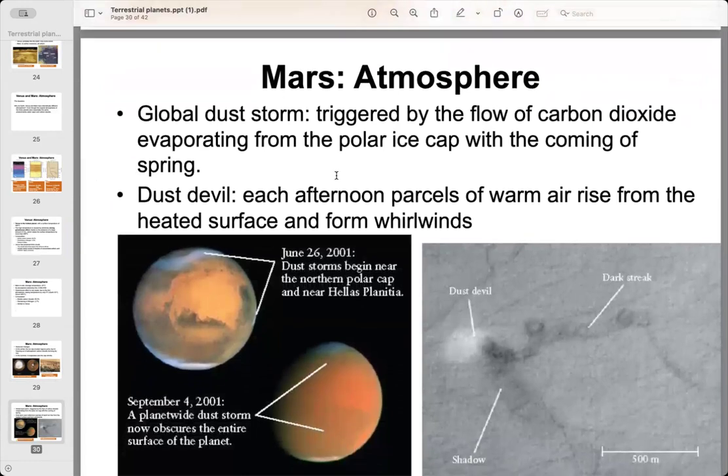Mars has global dust storms. It has seasons just like Earth because it has a tilted axis. So for some part of the year, the North Pole experiences summer and the South Pole experiences winter and so on. When it gets hot, the carbon dioxide evaporates and has this global transportation from one pole to the other. And this produces global dust storms.